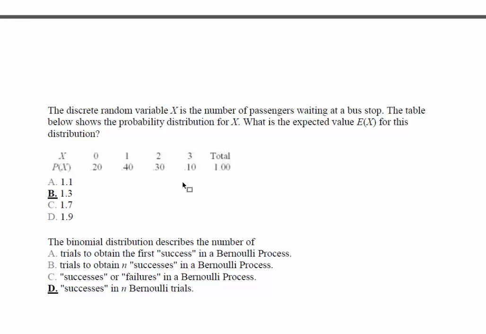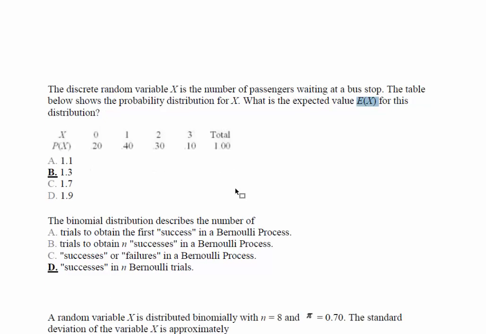The discrete random variable X is the number of passengers waiting at the bus stop. The table shows the probability distribution of X, the number of passengers. What is the expected value for this distribution?